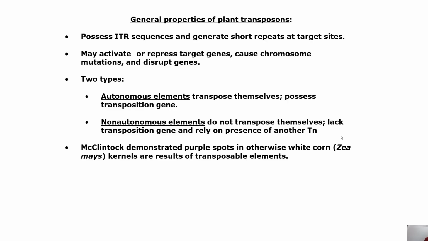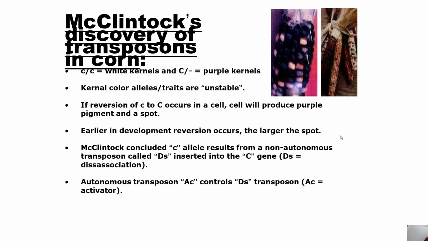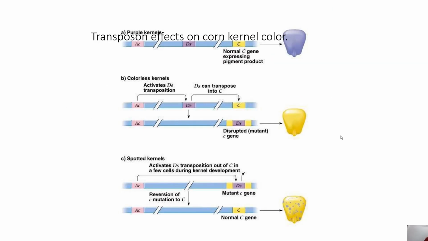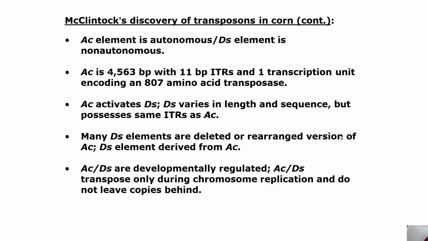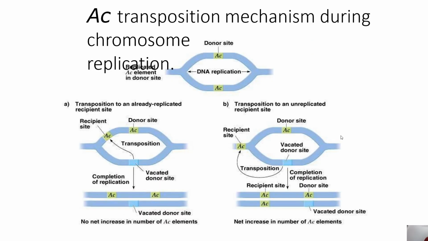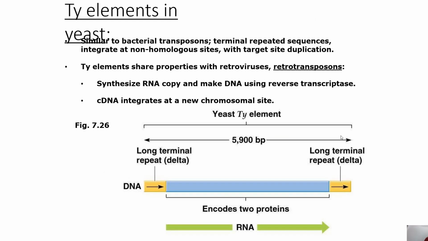McClintock demonstrated that purple spots in otherwise white corn kernels are the results of transposable elements. McClintock's discovery of transposons in corn. So, transposition effects on corn kernel color. Will not go into too much detail.